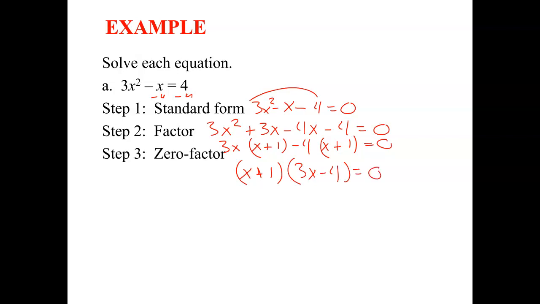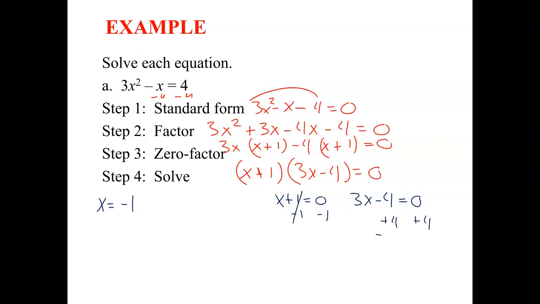Okay? So I've got it factored. Now we want to use our zero factor property, which says I take both of those and do what? Set them to 0. x plus 1 equals 0, and 3x minus 4 equals 0. Now that it's set equal to 0, I can go ahead and solve. Okay? x equals -1. And then we're going to add 4 and divide by 3. So those are my two values of x, -1 and 4/3. Two solutions.